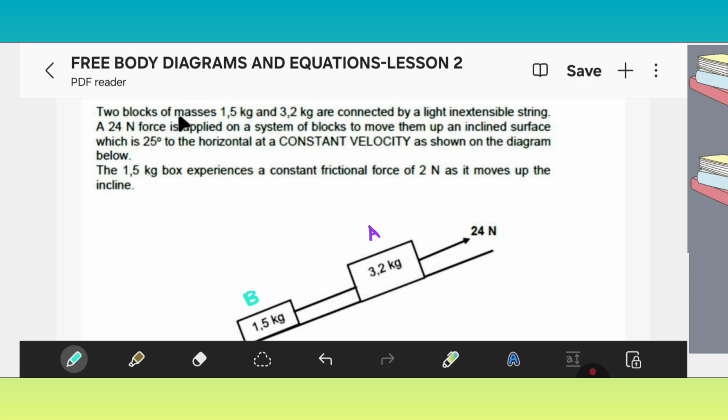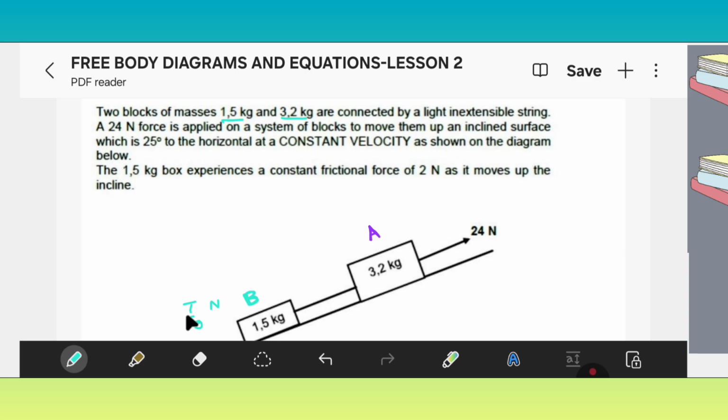So two blocks of masses 1.5 kgs and 3.2 kgs are connected by light inextensible string. So already we know that here there is tension and we know there is mass, so there's also Fg, and this is on a surface, so there's normal force as well.